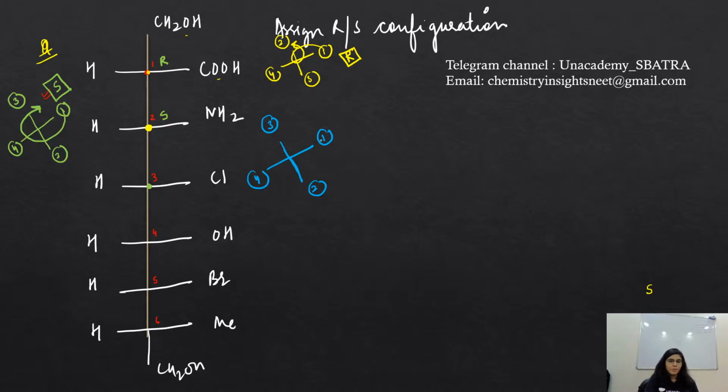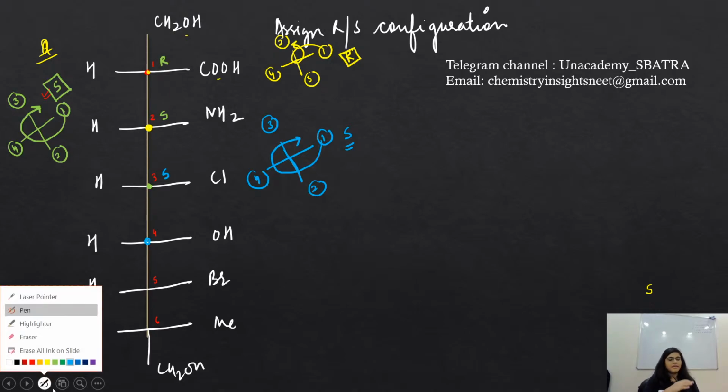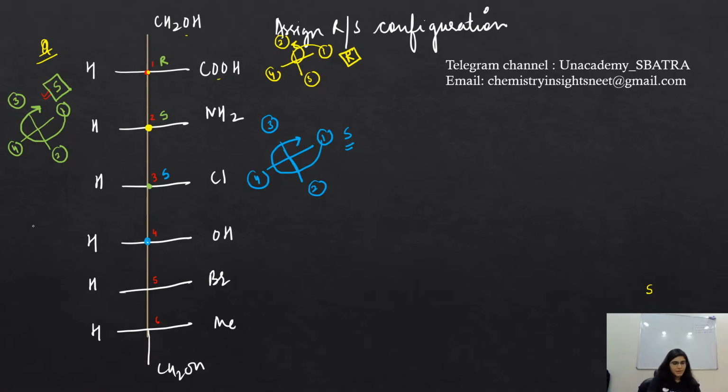So you have to go 1 to 2 and 2 to 3. So this is your R, but the least priority group is in horizontal line. So this will be S again. Is it clear everyone? This will be S now. Now tell me the absolute configuration for fourth carbon. If any one of you have any kind of doubt in this nomenclature, right, just feel free to ask in the comment section. Right, so just you have to tell me about fourth carbon now.